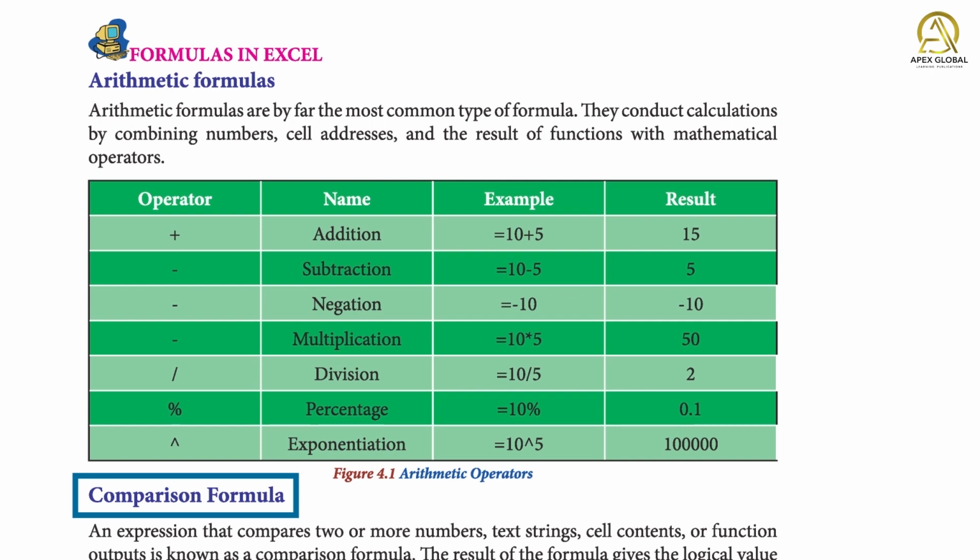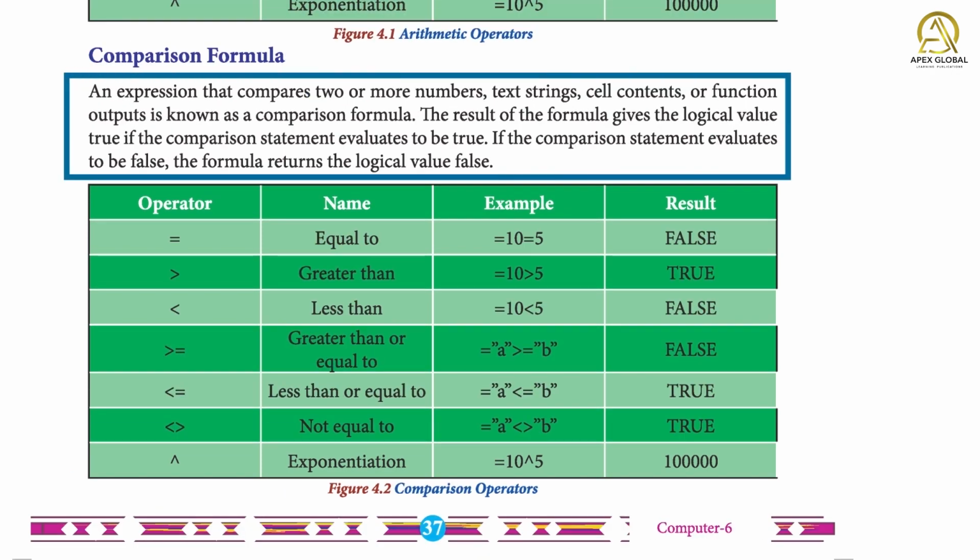Comparison formula. An expression that compares two or more numbers, text strings, cell contents or function outputs is known as a comparison formula. The result of the formula gives the logical value true if the comparison statement evaluates to be true. If the comparison statement evaluates to be false, the formula returns the logical value false.